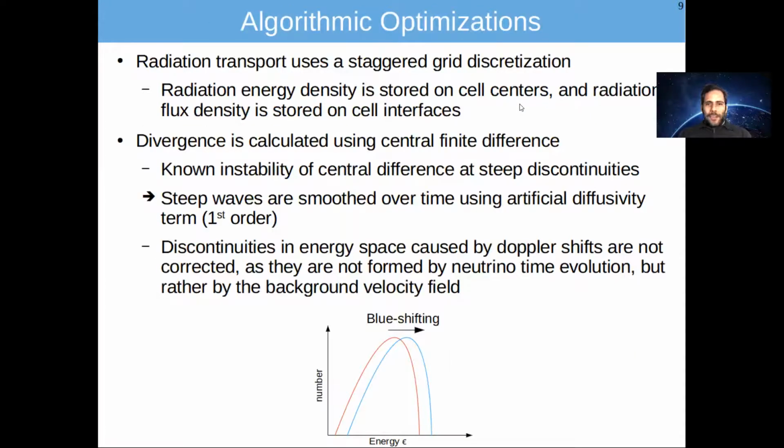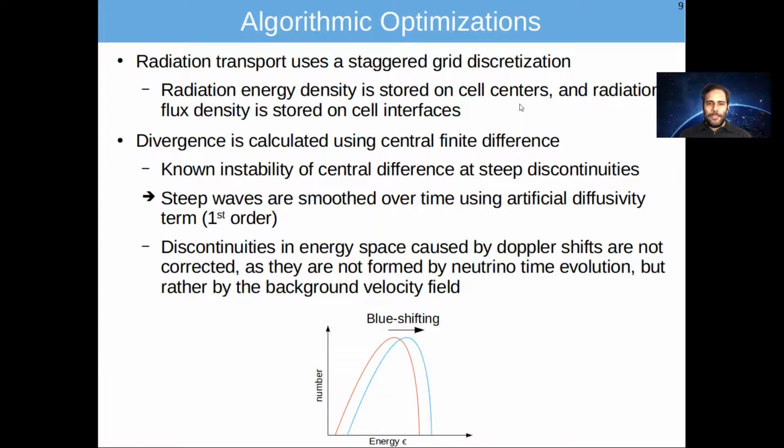But of course, the largest payoff of any optimization work is gained by algorithmic improvements. In our case, we use a radial staggered grid discretization in which radiation energy density is stored on cell centers and radiation flux density is stored on cell interfaces. The divergence terms used in our equations are then simple central finite differences. It is, however, known that central difference is unstable at steep discontinuities, which is why we use artificial diffusivity terms of first order to tame discontinuities in the radial neutrino field.